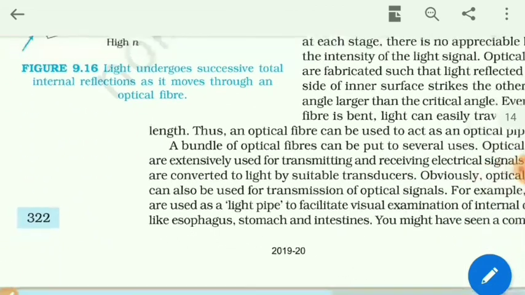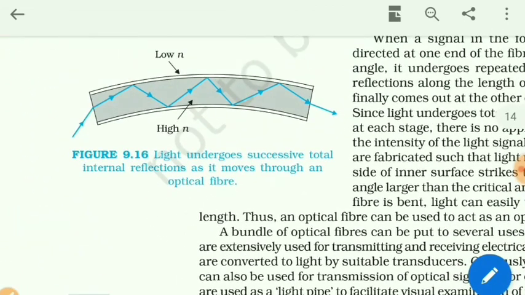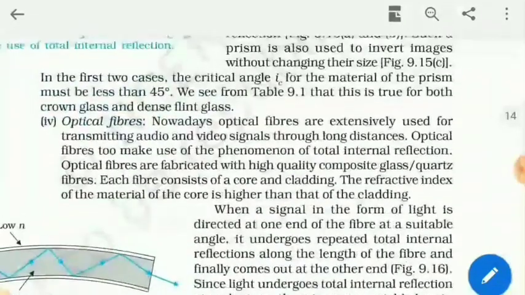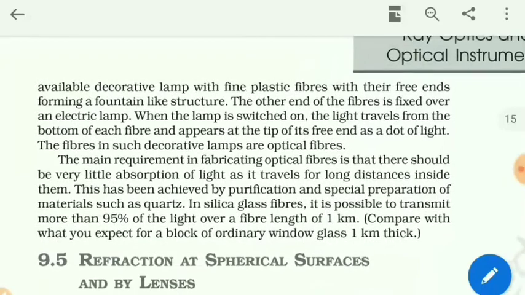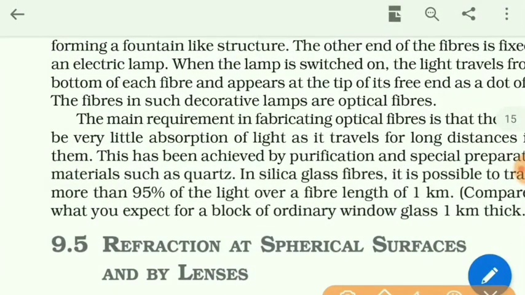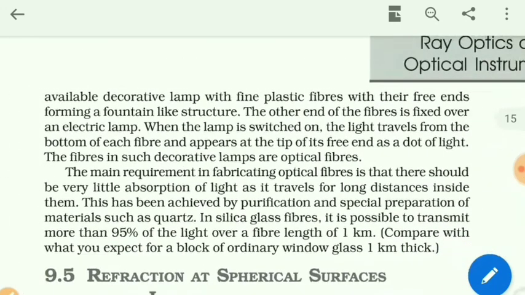So students, this is the concept of optical fiber, and here it is given that for 1 kilometer of length of this optical fiber, only 5% energy is supposed to be lost. 95% of the energy is obtained at the next end. Rest of the things you can read in the textbook, and you can get more information from it.